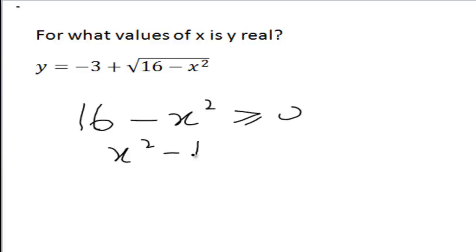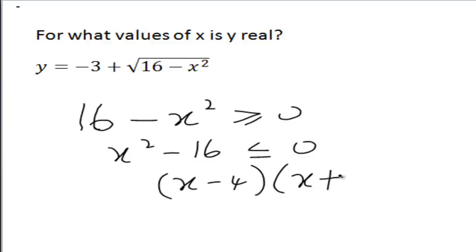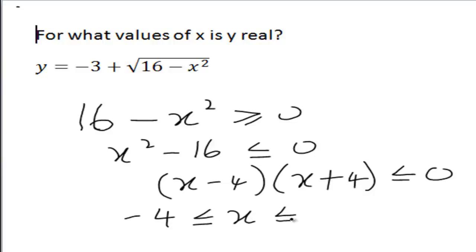which means that x squared minus 16 must be less than or equal to 0, which means you've got x minus 4 into x plus 4 is less than or equal to 0, and I think all of you know how to solve this. X is greater than or equal to minus 4, less than or equal to 4.